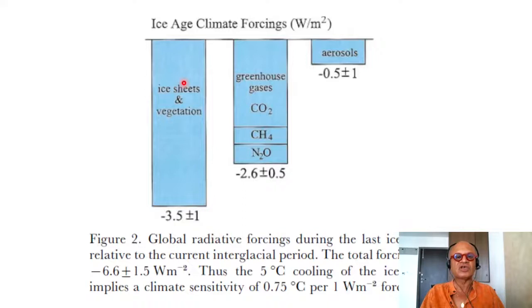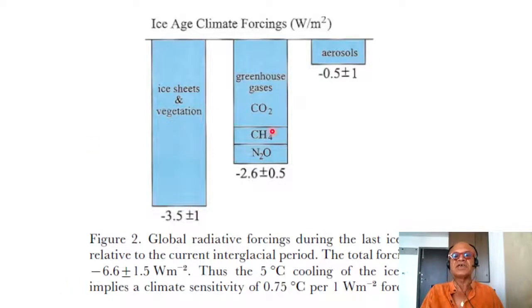that have happened. So if you think about ice sheets and vegetation during ice age climate forcing, so global radiative forcings during the last ice age relative to the current interglacial period, the total forcing is these three numbers, so minus 6.6, and there is some uncertainty in estimating these, so plus minus 1.5 watts per meter squared. Thus 5-degree cooling of the ice age implies a climate sensitivity of 0.75 degrees per 1 watt per meter squared forcing. Again, we haven't defined climate sensitivity yet, but I will define it in the upcoming podcast in this chapter.